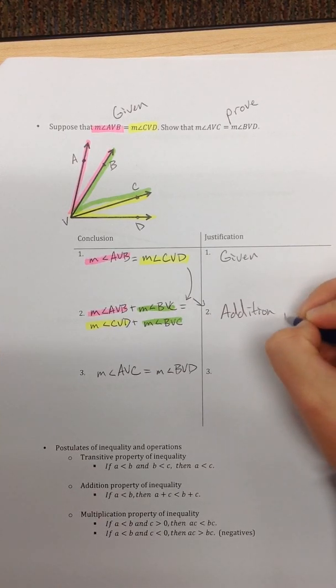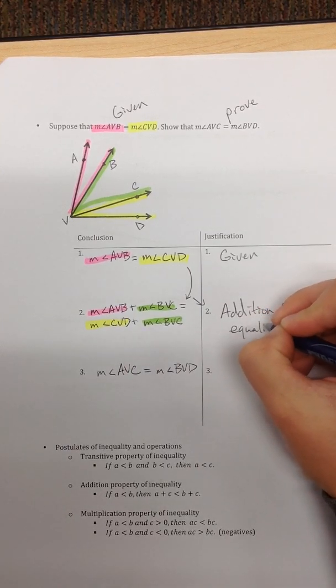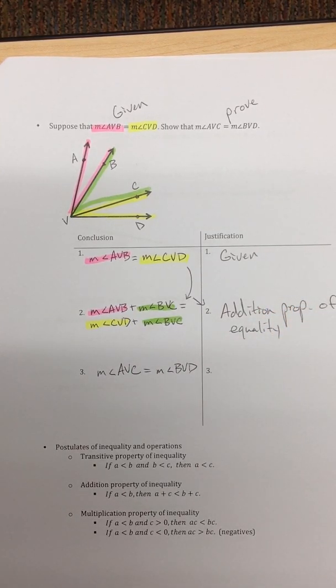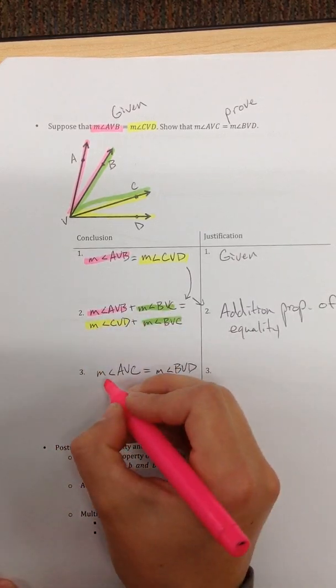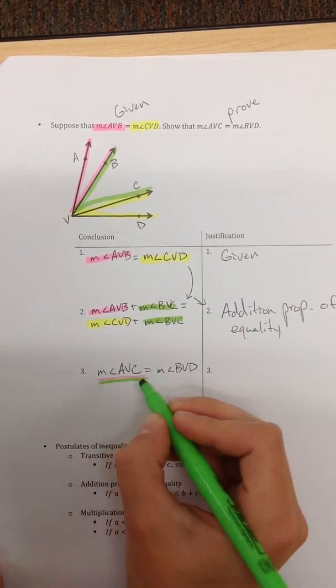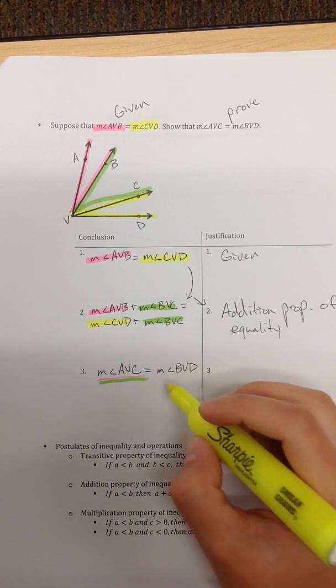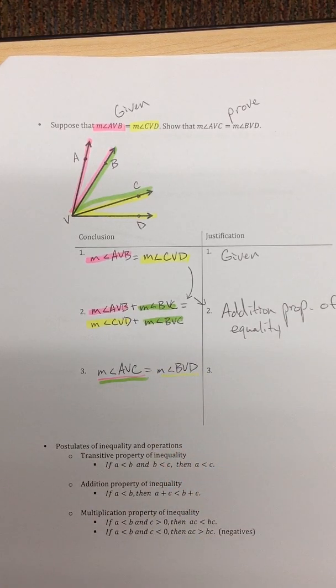So adding the green angle to both sides is the addition property of equality, because we're just adding the same thing to both sides. Even though it's not just a number like it was before, we're adding the same angle to both sides. Now for this next one, when we combine the pink angle and the green angle, we got this angle here, AVC, which was the pink angle and the green angle together. And the other one, BVD, was our yellow angle and our green angle put together.